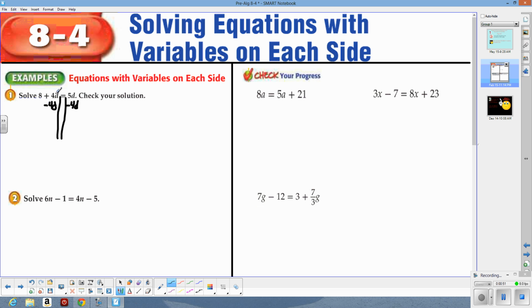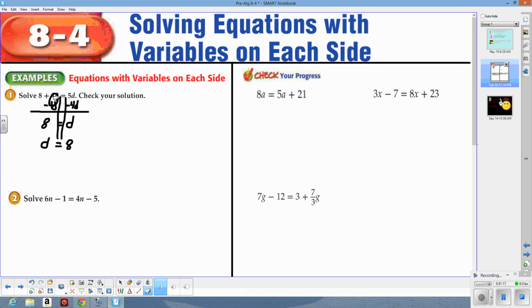I don't want to divide by 4 because that would end up having 1d. I want to subtract 4d. So when I take a positive 4d and subtract 4d, that's 0 d's. So it's going to end up being 8 equals 5d minus 4d, which is 1d, or just d. So my answer is d equals 8.